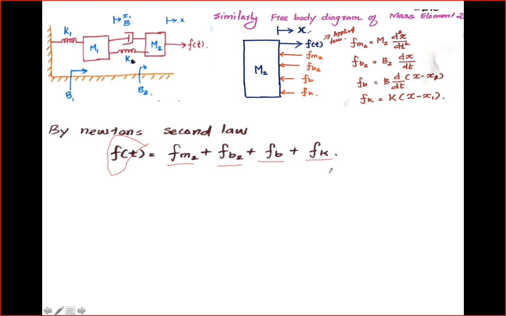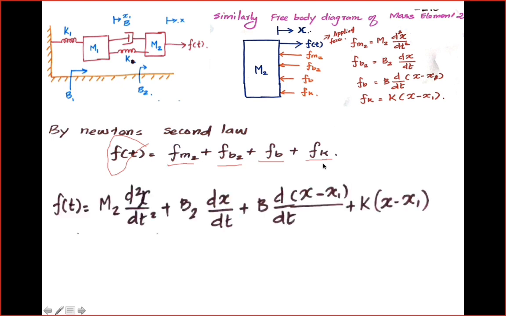Now we are going to write the corresponding differential equations of all these terms. So f of t, the applied force, is equal to the differential equation related to f suffix m2, then the differential equation related to f suffix b2, f suffix b, then f suffix k. I simply substituted the values of the different terms, and we have written this equation.